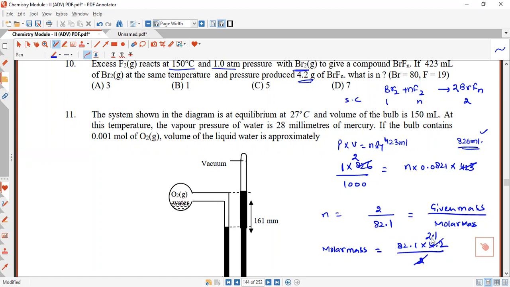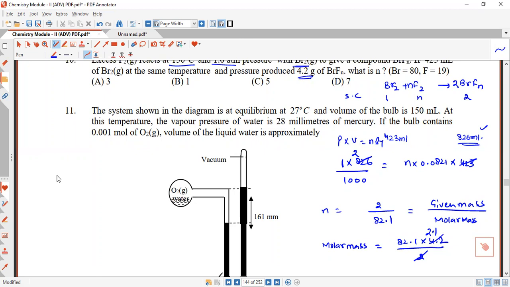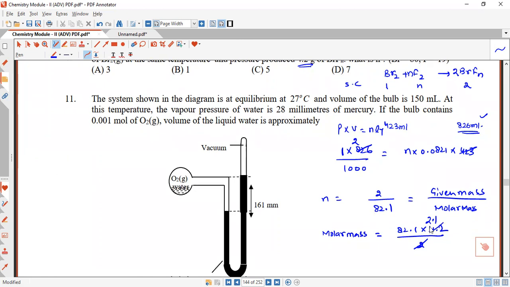Okay, now I just need to multiply 21 into 2, right? Or you can say 82 into 2, that is 164. We just multiply 8, 21, 21 into 8, 168, or 4, 170. So this is going to be close to 172.4.